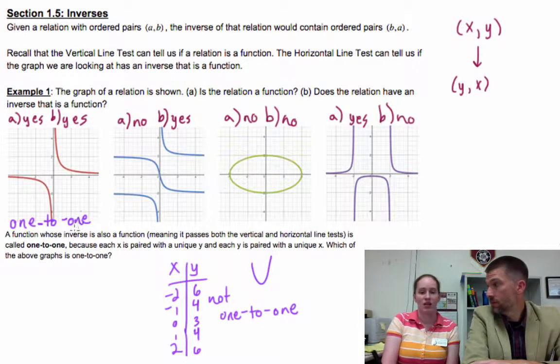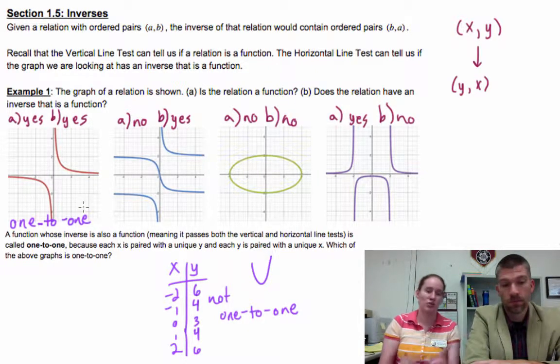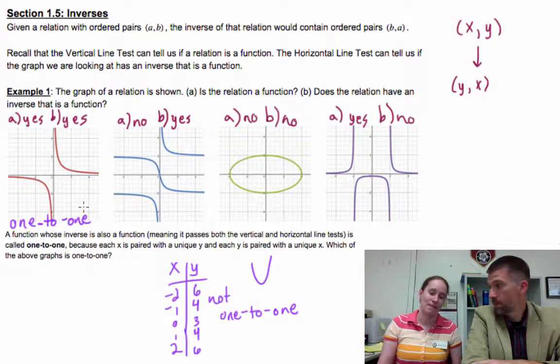So you have to relate that in your head. 1-to-1 means it passes both the vertical and horizontal line test. It's got to do both.